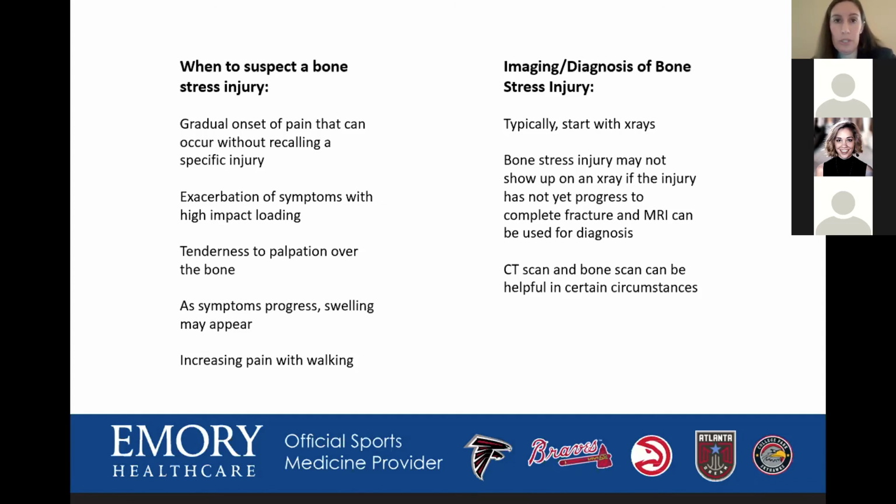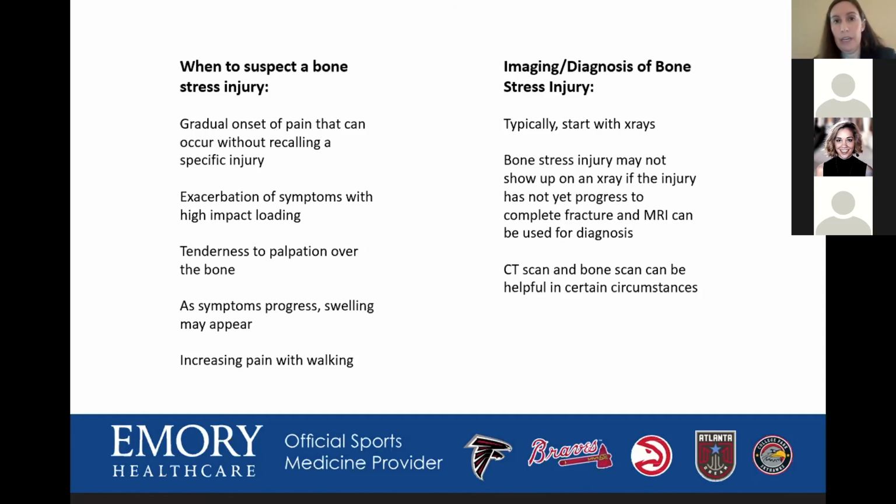So how do we diagnose these injuries? Oftentimes we're starting with an X-ray. X-rays oftentimes are actually normal early on in bone stress injuries. So the times that you start to see evidence of a bone stress injury is where there's actually a crack through the bone, or what we call periosteal reaction along the edge of the bone, indicating that there's some healing going on from an injury to the bone.